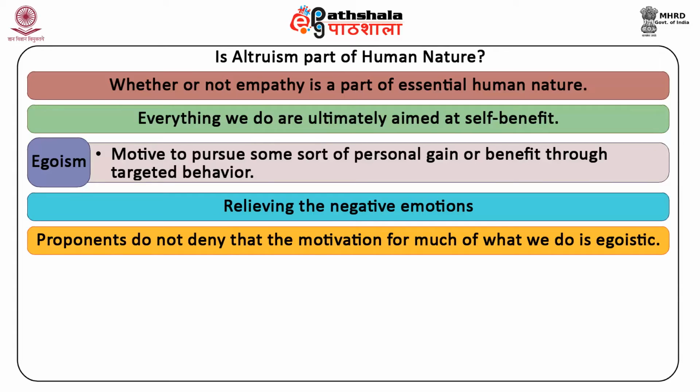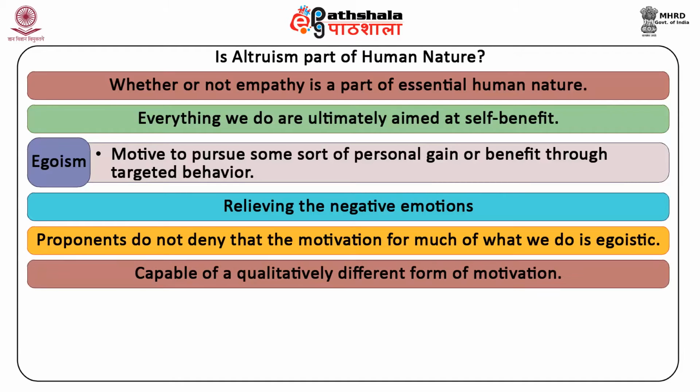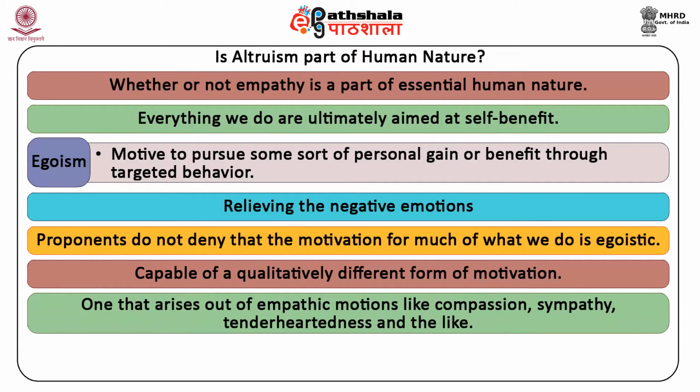Proponents of pure altruism do not deny that the motivation for much of what we do, including much that we do for others, is egoistic. But they claim that at least some of us, to some degree, under some circumstances, are capable of a qualitatively different form of motivation, motivation with an ultimate goal of benefiting someone else. So they propose that altruism, if not completely, is a part of basic human nature, one that arises out of empathic emotions like compassion, sympathy, tender-heartedness, and the like.